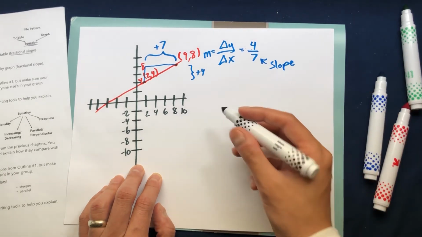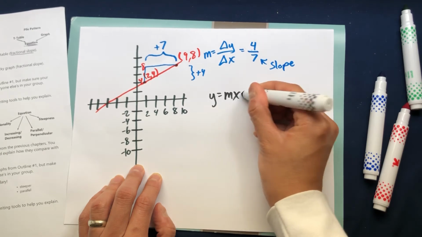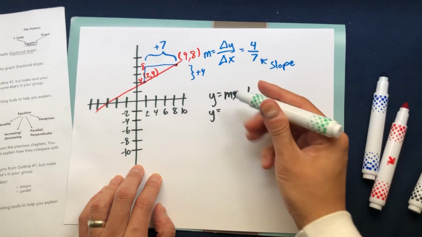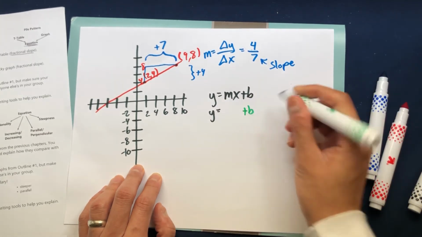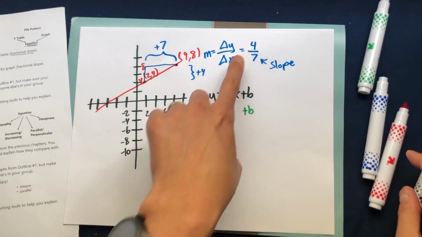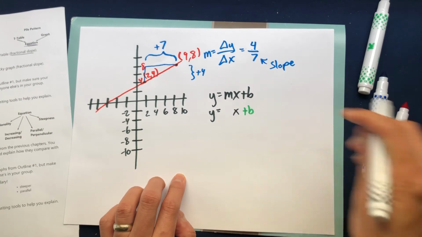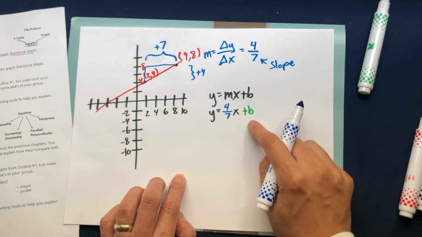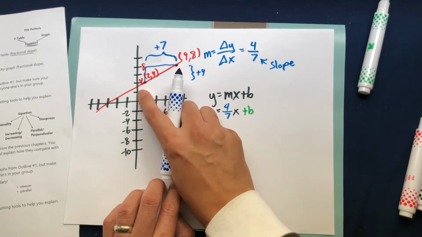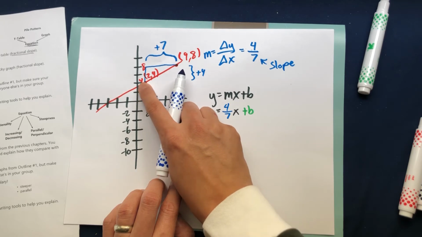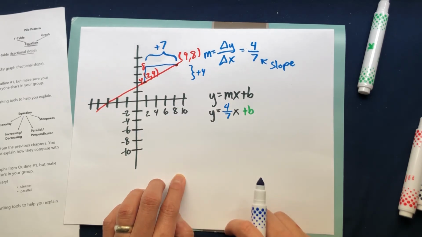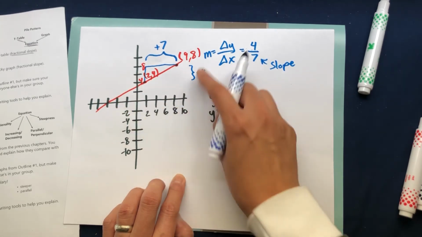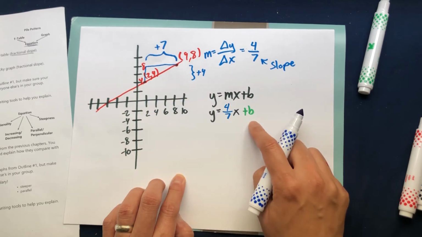So to begin writing our equation, we know that it's y equals mx plus b, where in this case, y is equal to 4 over 7 x. Now the question is, how do we find the y-intercept? And we know it's somewhere between 2 and 4 on the y-axis. So to do that, we can plug in an x and y coordinate from our graph to figure out our b, just like the last problem.